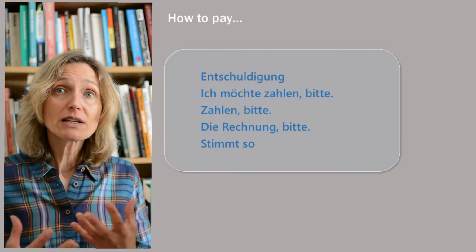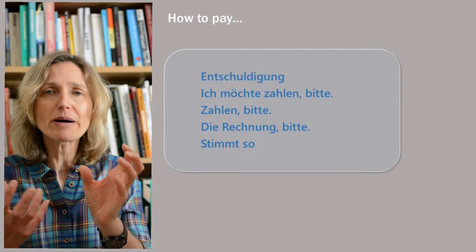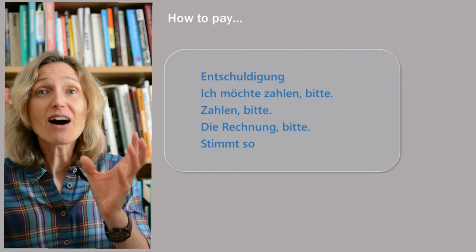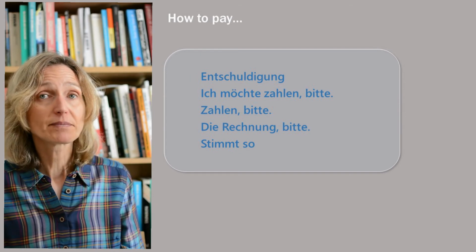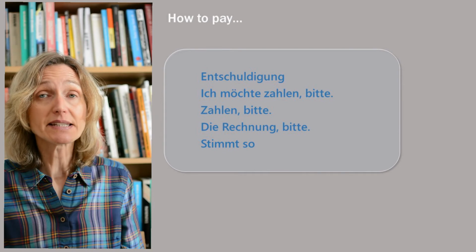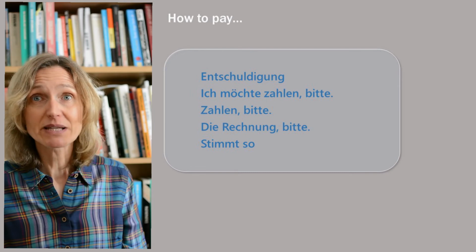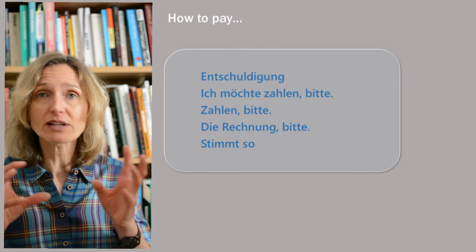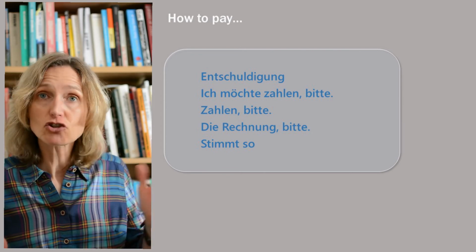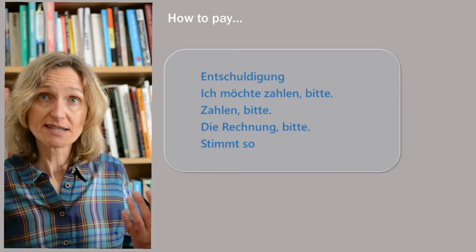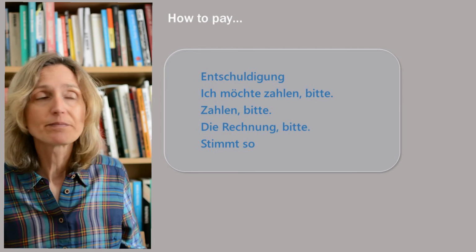To tell them that you'd like to pay, you've got two options here. One is maybe easier to remember because it's a lot shorter. So you can either say Ich möchte zahlen bitte. Or you could just say zahlen bitte. Absolutely fine, it's not impolite, and it's obviously a lot easier to remember. So you can say Entschuldigung, ich möchte zahlen bitte. Or you can say Entschuldigung, zahlen bitte.